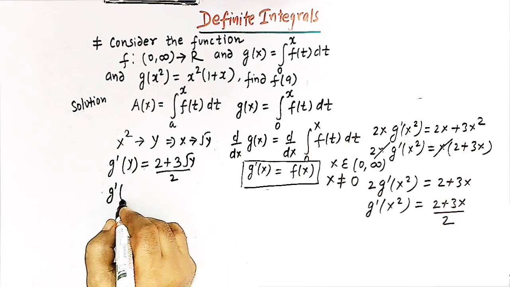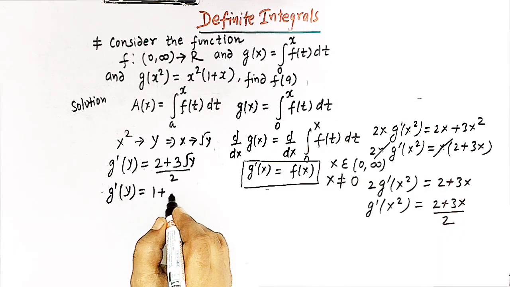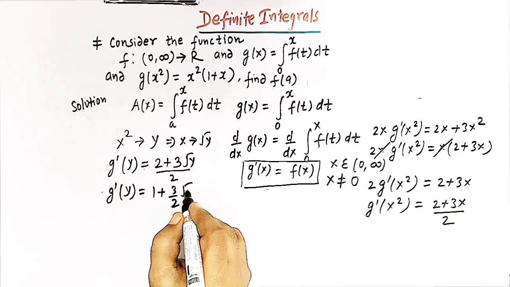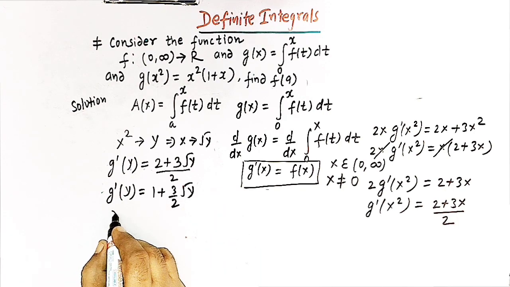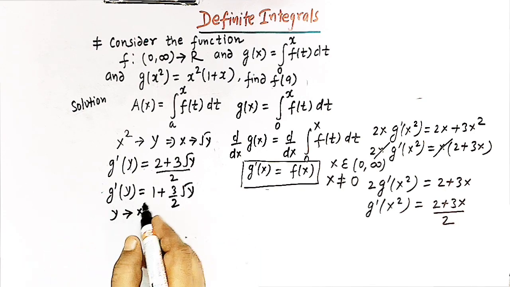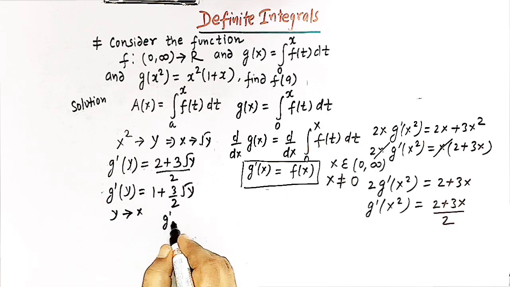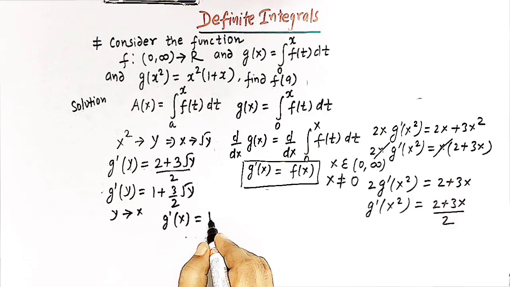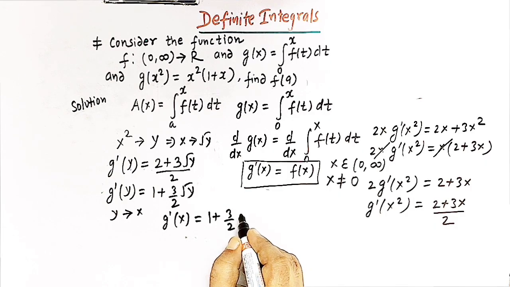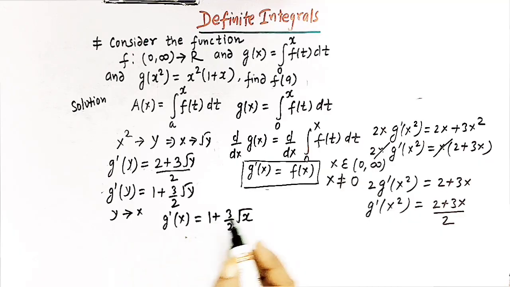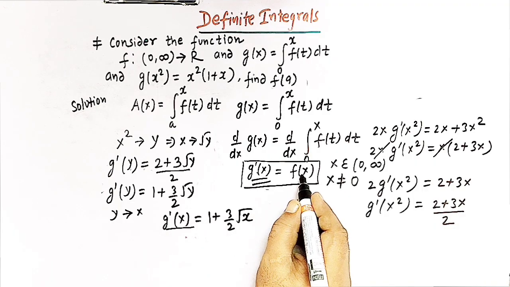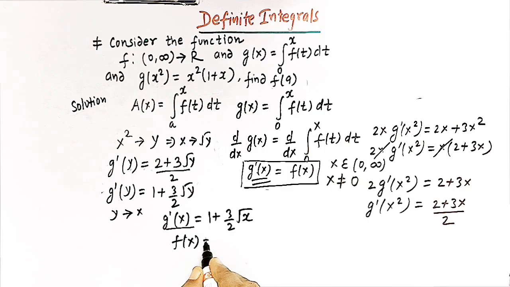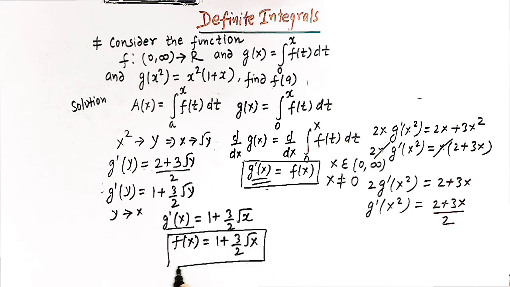So we can now write g prime of y is equal to 1 plus 3 over 2 times square root of y. So again changing the variable from y to x, that is the usual notation. So we have g prime of x is equal to 1 plus 3 over 2 times square root of x. Now g prime of x is equal to f of x. So replacing g prime of x by f of x, we can now write f of x is equal to 1 plus 3 over 2 times square root of x. So this is our function f of x.